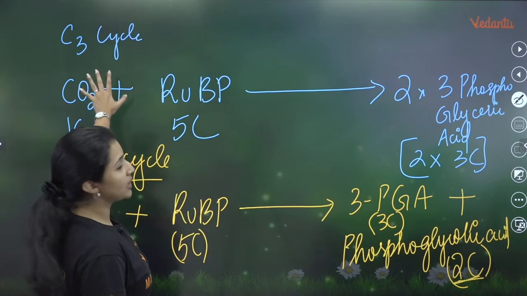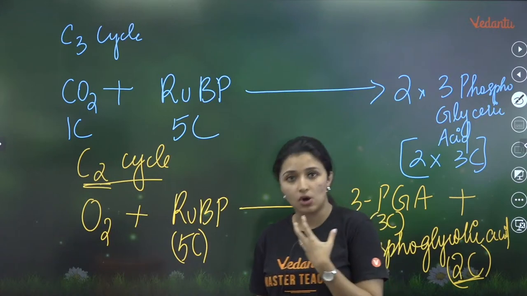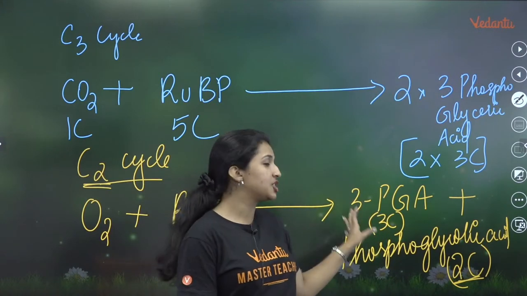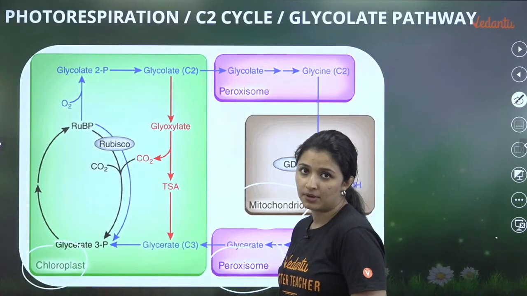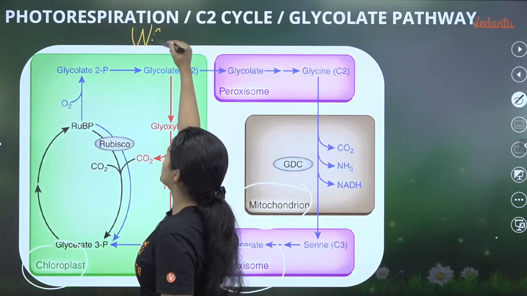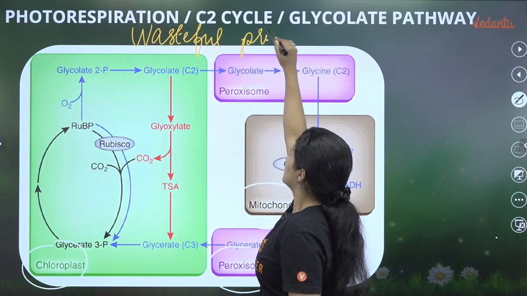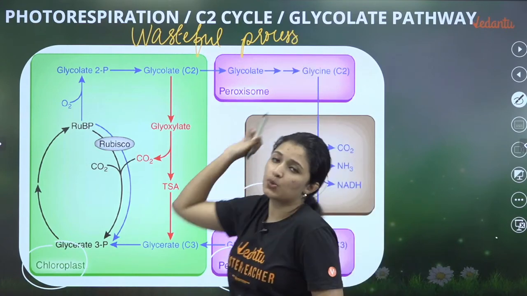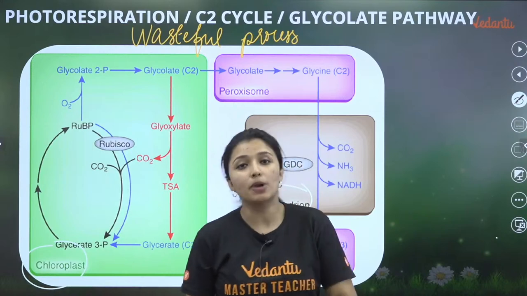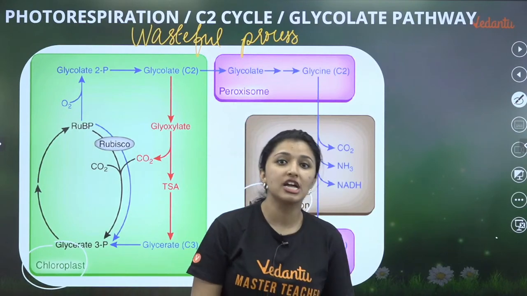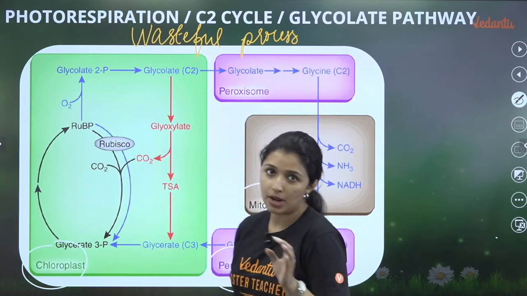Right, so usually in the C3 cycle, this is what happens. Now, because carbon dioxide is not fixed and oxygen is fixed instead, it goes into a problem. We don't want photorespiration to happen, it is a wasteful process because it utilizes energy. It takes up all the energy, it is not making any energy, it is not making glucose, nothing useful. It's a completely wasteful process.